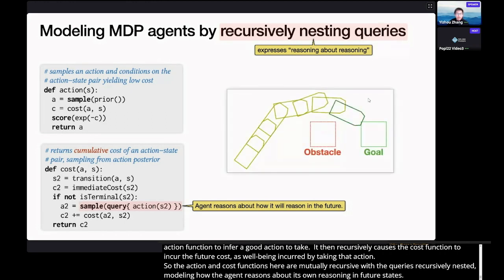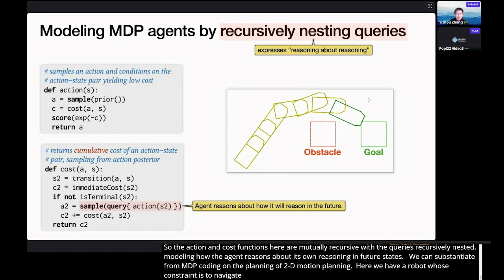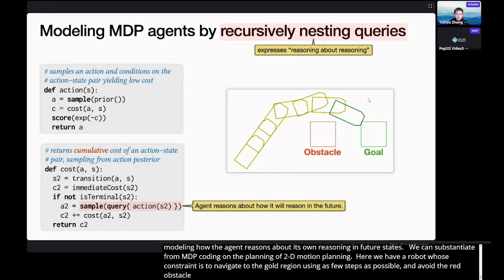We can instantiate this MDP encoding on the problem of 2D motion planning. Here we have a robot whose constraint is to navigate to the goal region using as few steps as possible and avoid the red obstacle. Applying Bayesian inference to this program then automatically searches for a distribution of motion plans that meet the constraint.